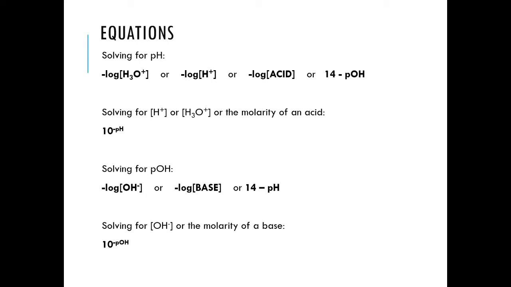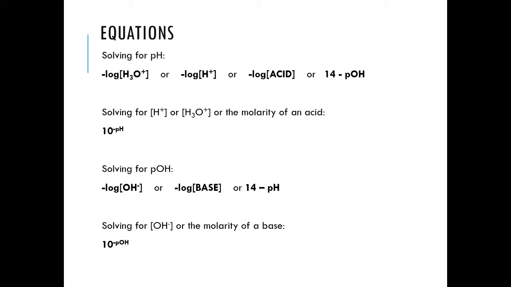If you don't like logs and they're giving you pOH, then you can actually solve it for pH a little bit more simply. If you remember, pH plus pOH always equals 14. So if you have one, you can find the other pretty simply by subtracting it from 14. So if I'm solving for pH, 14 minus pOH would give me pH.